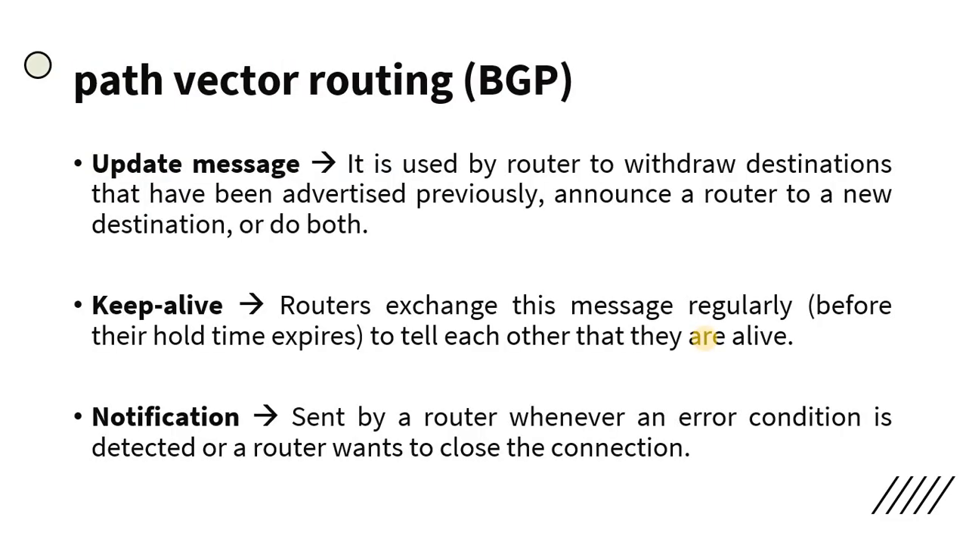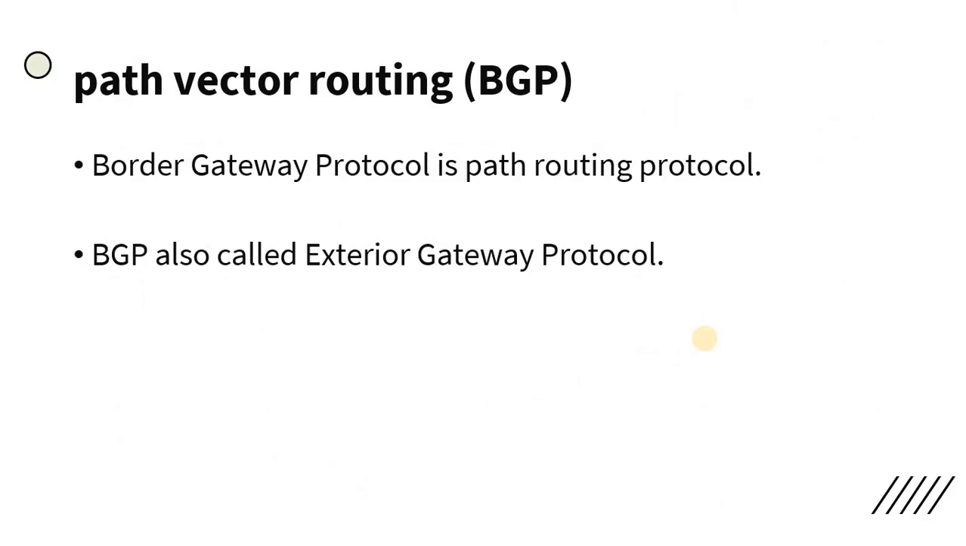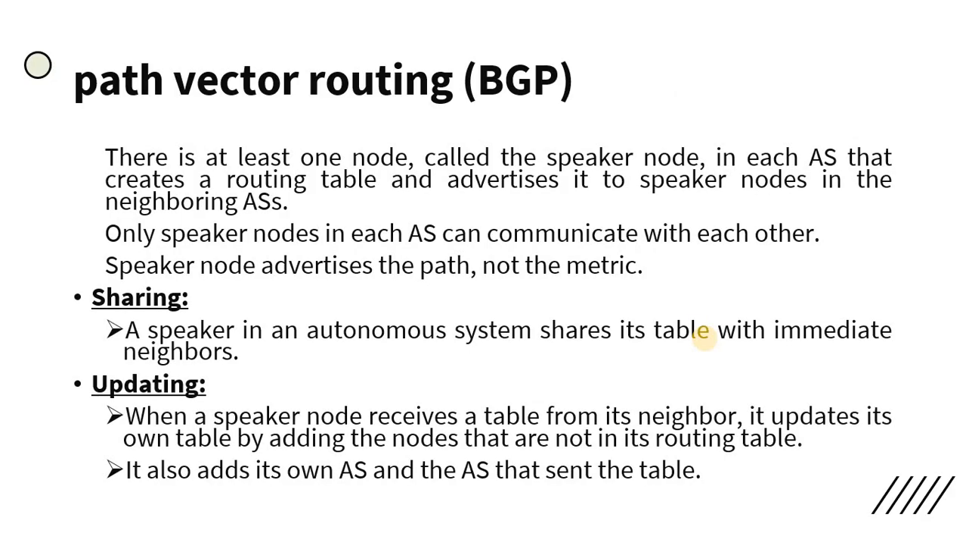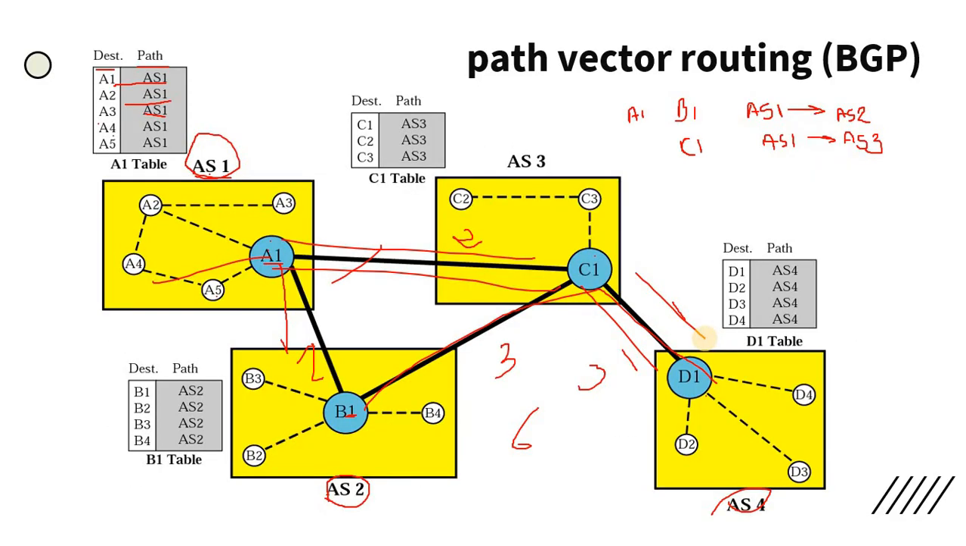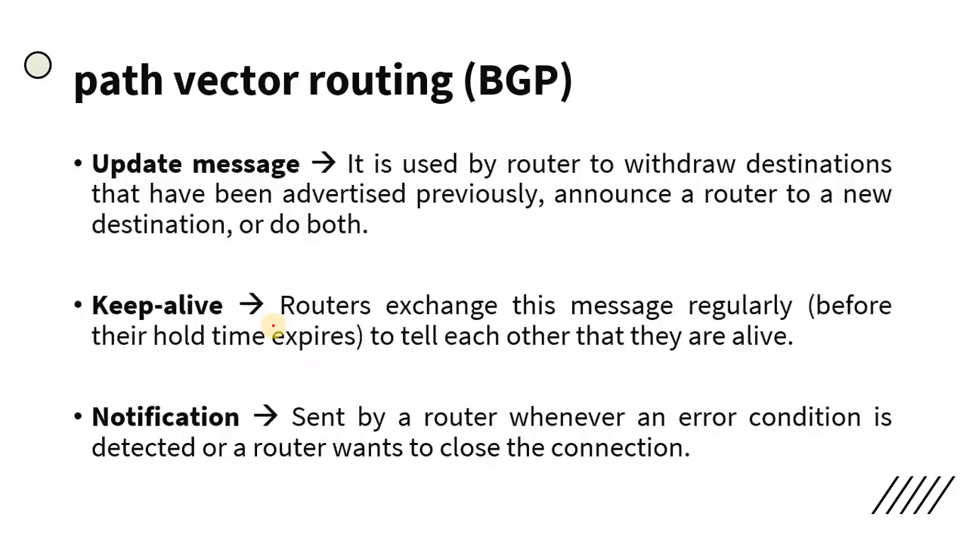So that's it about path vector routing. Path vector routing is also called BGP, Border Gateway Protocol. In path vector routing, there is one speaker node that is responsible for communication between different autonomous systems. It is an inter-domain routing protocol, and the communication happens through the speaker node. For communication, there are multiple BGP messages: open, update, keep alive, and notification.